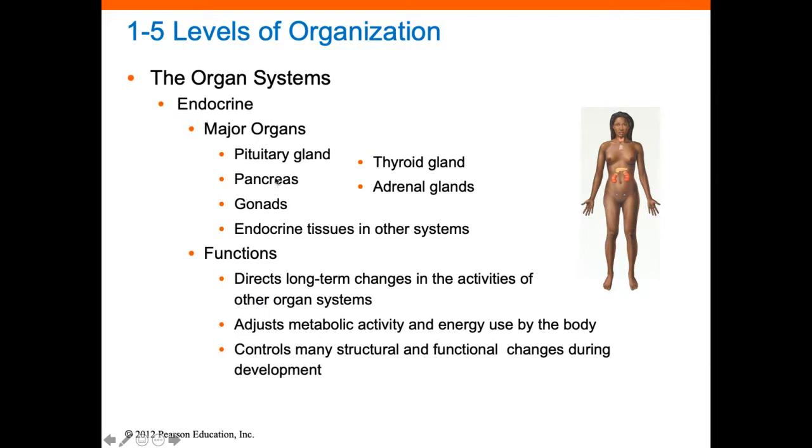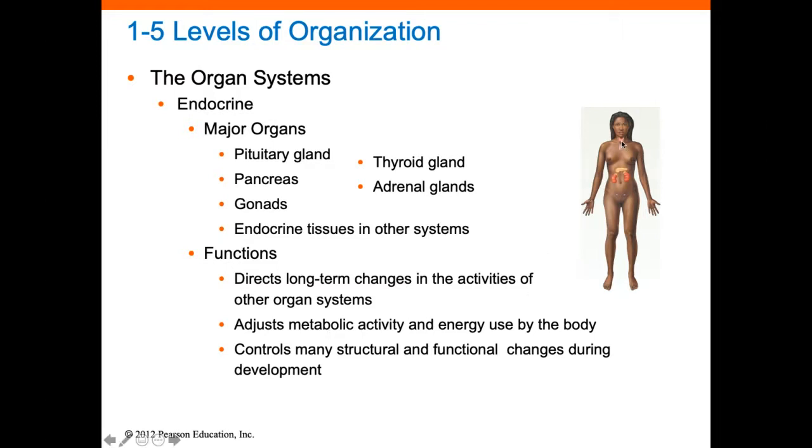Organs like the pituitary gland, the pancreas, gonads like the testes and the ovaries, the thyroid gland, the adrenal gland. These are just a few examples of organs that can create hormones. The endocrine system can direct long-term changes in the activities of other organ systems. The endocrine system is involved in adjusting metabolic activity and energy use by the body.